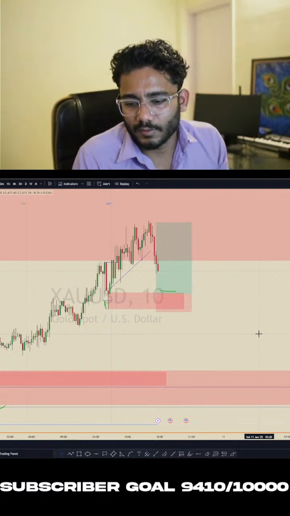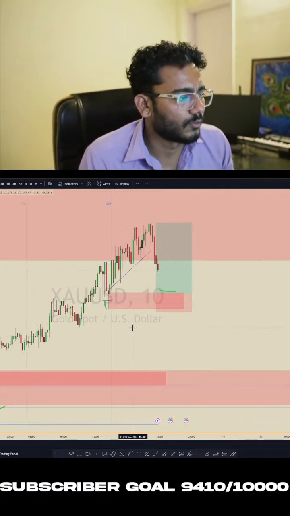So it's a good sign for looking at this kind of approach into a zone, right? Yes, bro. It's good.